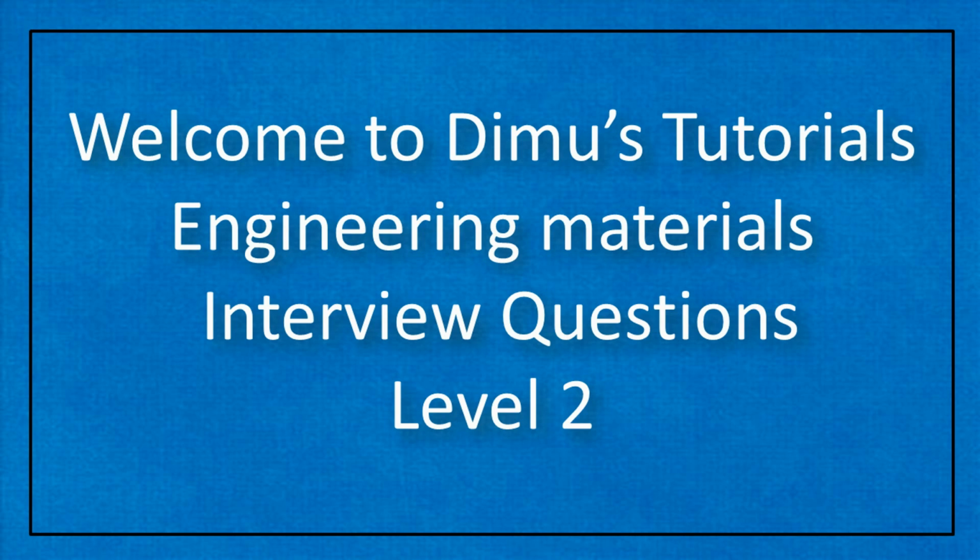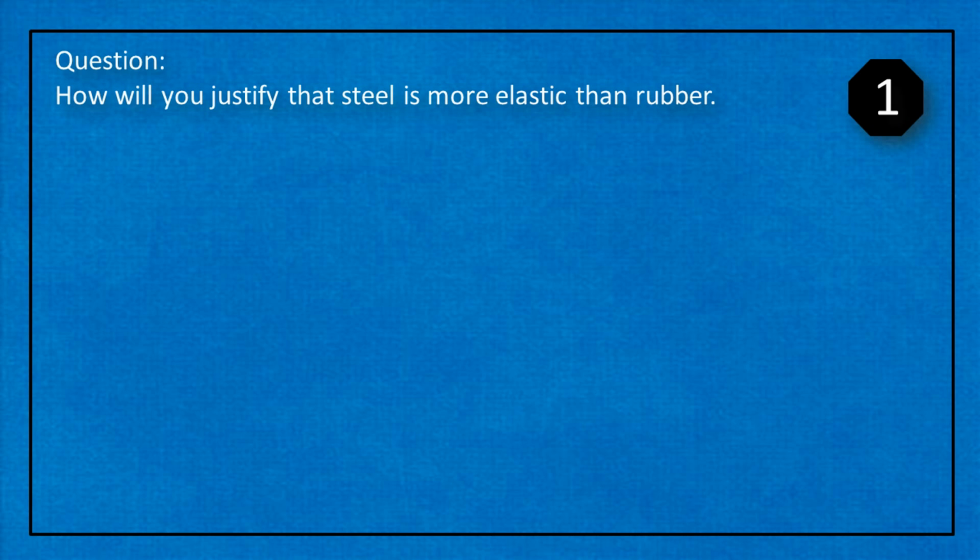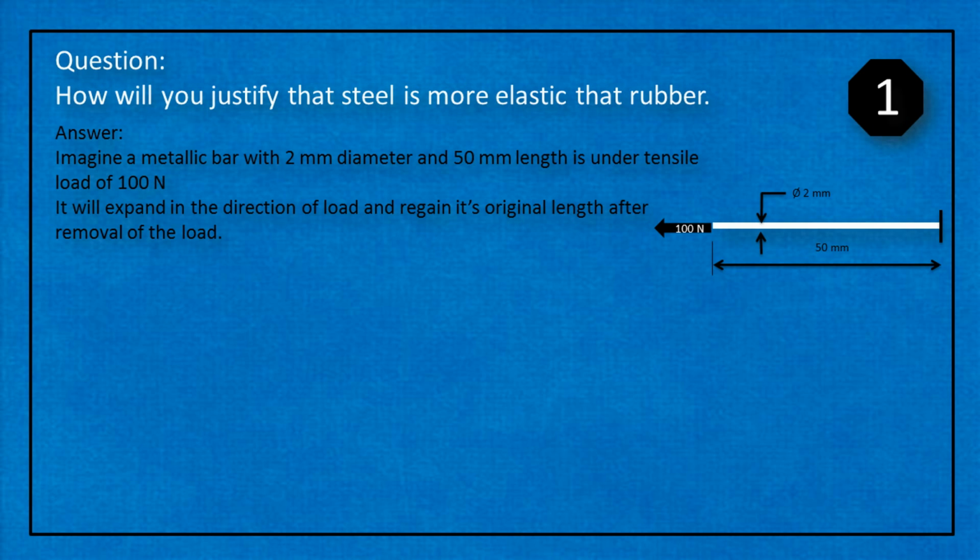Let us answer advanced and tricky questions on engineering materials. Question: how will you justify that steel is more elastic than rubber? Answer: imagine a metallic bar with 2 mm diameter and 50 mm length under a tensile load of 100 Newton. It will expand in the direction of load and regain its original length after removal of the load.